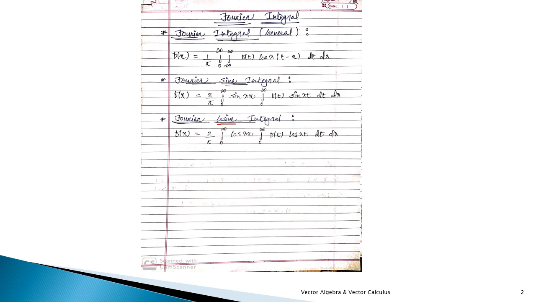Here you can see two integrations are given. The first is from 0 to infinity and the other is from minus infinity to plus infinity, and f of t will be the function given in the question. Then cos of lambda (t minus x) is as it is, into dt d lambda. It means the first integration you have to apply is with respect to t, and the second one we will do for lambda.